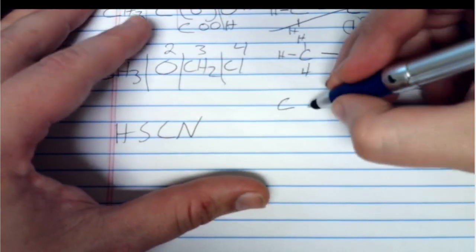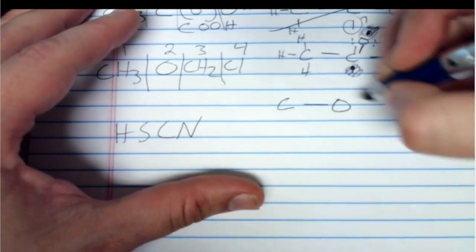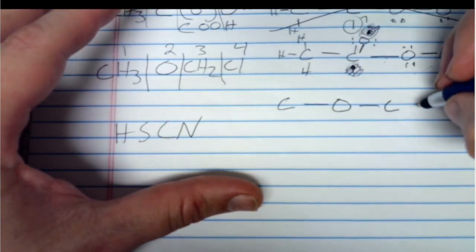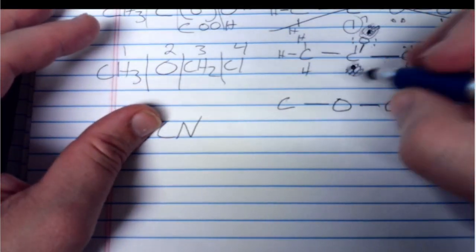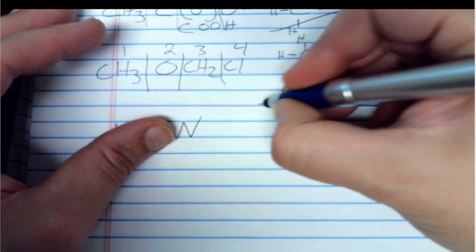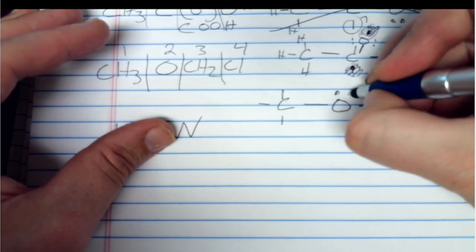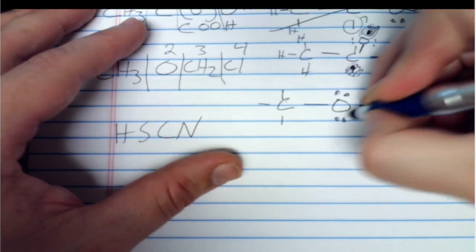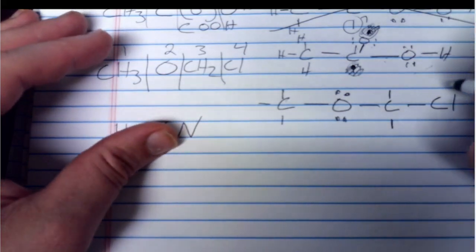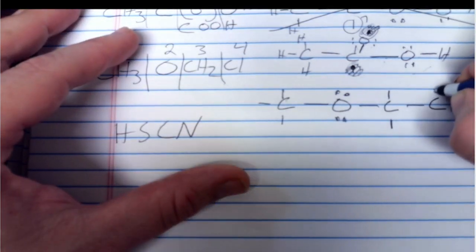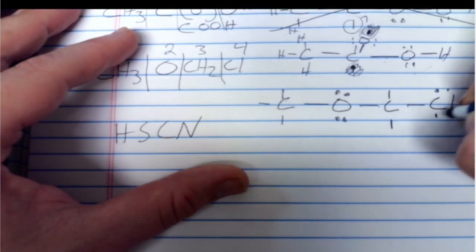So carbon, oxygen, carbon, chlorine. Well, carbon wants to have 4 bonds. Oxygen only wants to have 2 bonds. Carbon wants to have 4 bonds. And chlorine, with its 7 valence electrons, much like fluorine, only wants to have 1 bond.